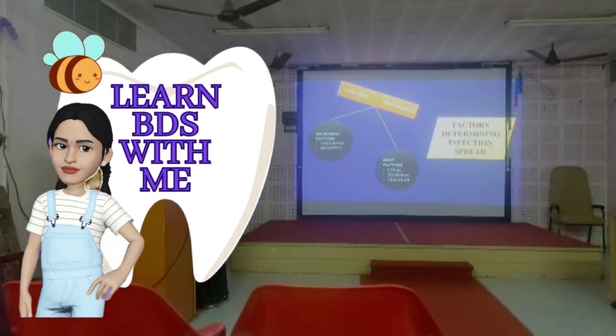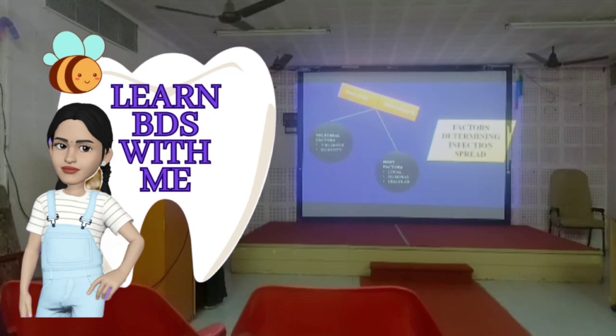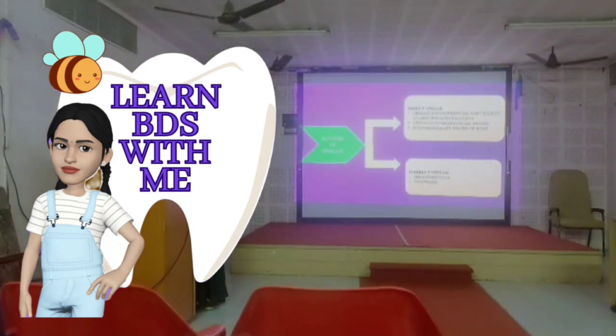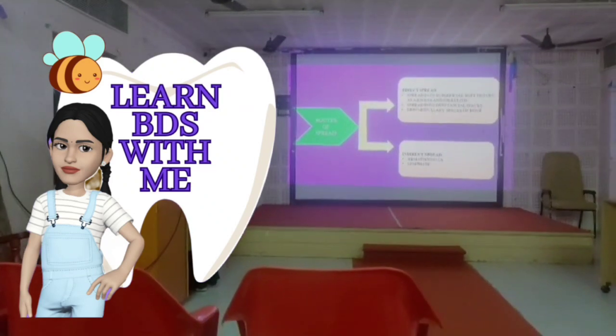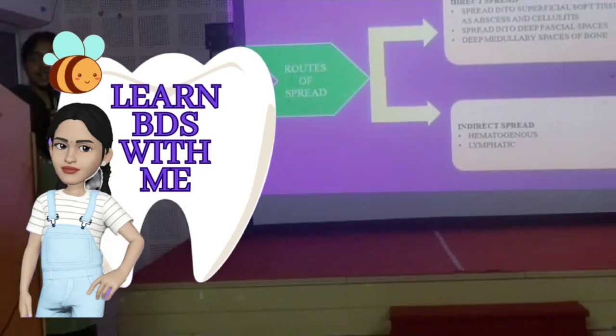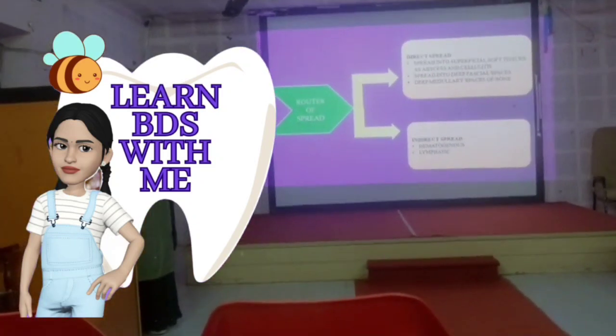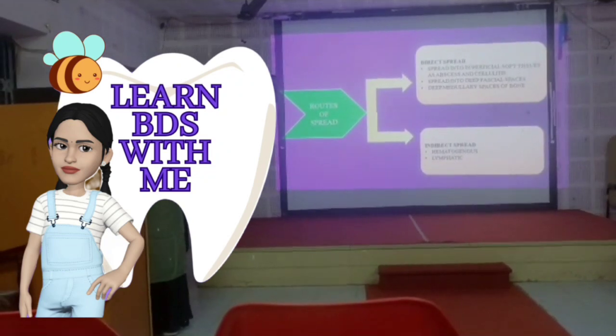Next, factors determining the infection spread. One is microbial factors, that is if there is increased virulence or increased quantity of the microbes, there might be infection. The other is host factors. If the patient is immunocompromised, then there is more chance of infection. Next is routes of spread. One is direct, the other one is indirect. Direct spread is first into the superficial tissues, then it can enter into the spaces and then into the medullary space of the bone itself. The indirect route is it can spread through the hematogenous and lymphatic routes.